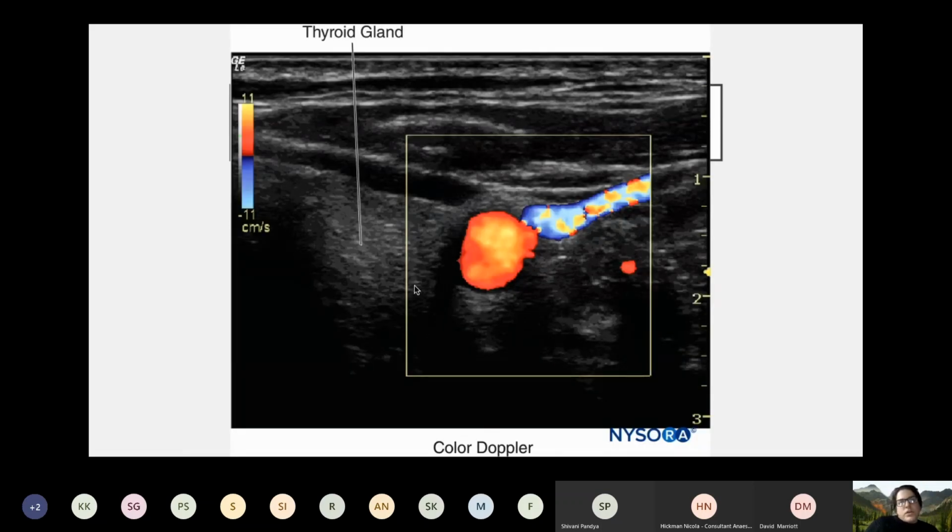So this is a picture of a color Doppler. People quite commonly assume that red means arterial and blue means venous, but that's incorrect. Red refers to the direction of the flow, and red is towards the probe, and blue is away from the probe. And there's an acronym that you can use to help you remember that: blue away, red towards.